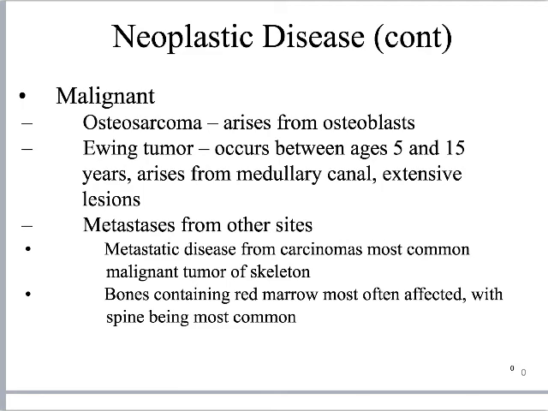The most common form of malignant bone cancer, though, is metastases from other sites. So metastatic prostate cancer, metastatic breast cancer, metastatic lung cancer. Bones are a common site of metastases. So they are the most common malignant tumor within the skeleton. And in general, it's the bones containing red marrow that are most often affected, as well as the spine.